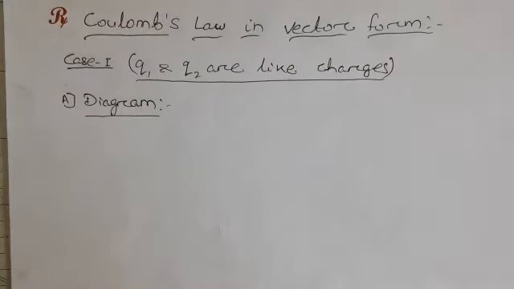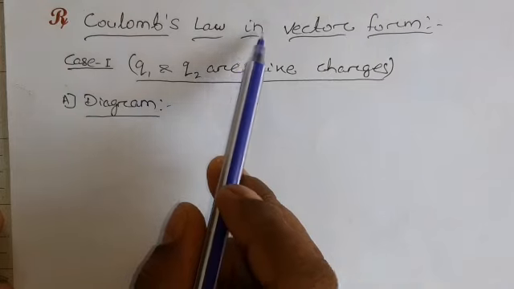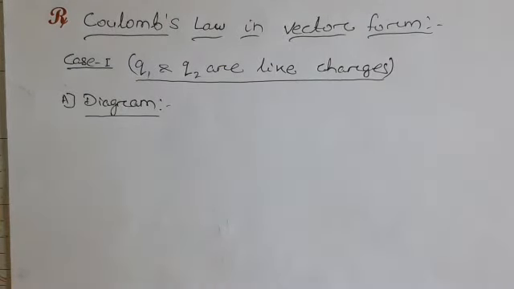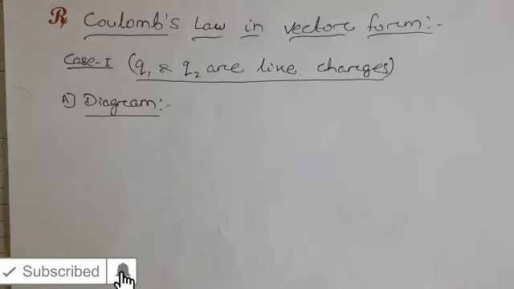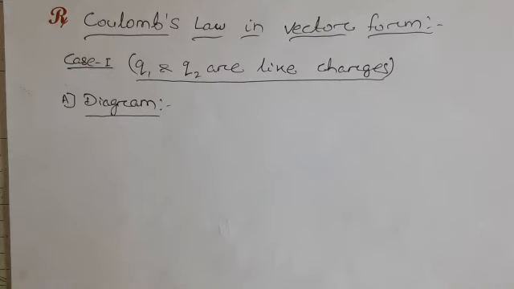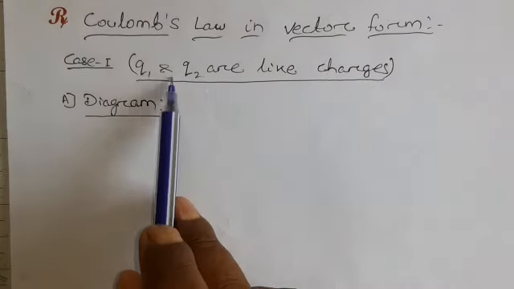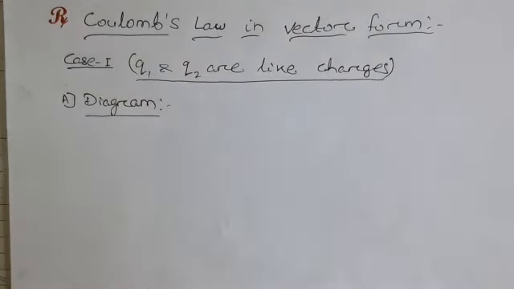Today we will discuss Coulomb's law in vector form. If we find the force between two charges, the force can be of two types. If I take a positive charge and a positive charge, they will repel each other. Two negative charges will also repel each other. So in the first case, Q1 and Q2 are like charges, and in the second case, Q1 and Q2 are unlike charges. Unlike charges means one is a positive charge and the other is definitely a negative charge.